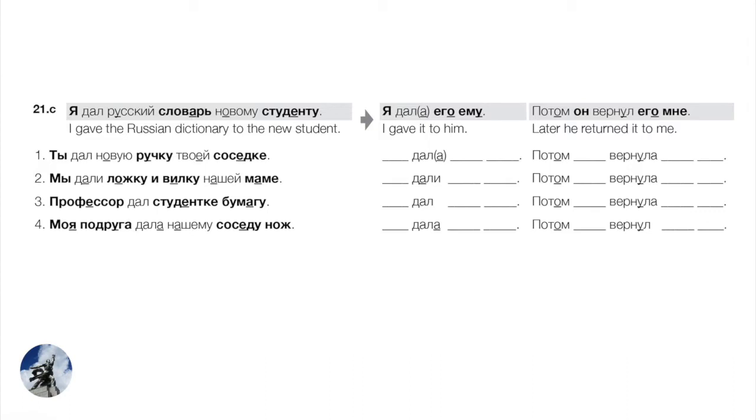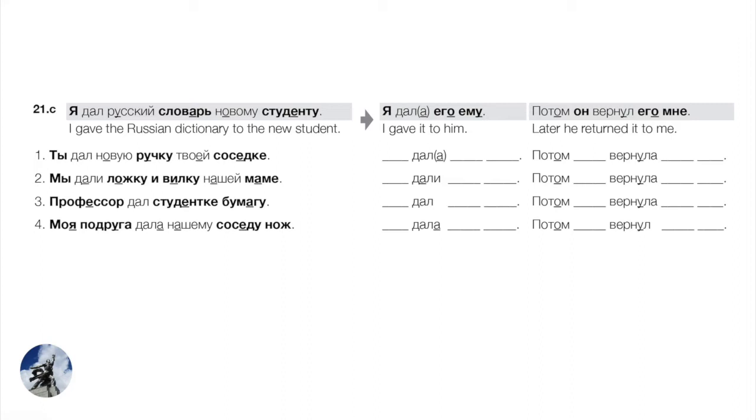So for example, я дал русский словарь новому студенту. I gave a Russian dictionary to the new student. Okay, я is nominative, that's your subject. Словарь is accusative, that's your direct object. And студенту is dative, that's your indirect object. Okay, so if we wanted to repeat that using pronouns and say things like, I gave it to him, right? We need to replace the accusative словарь.